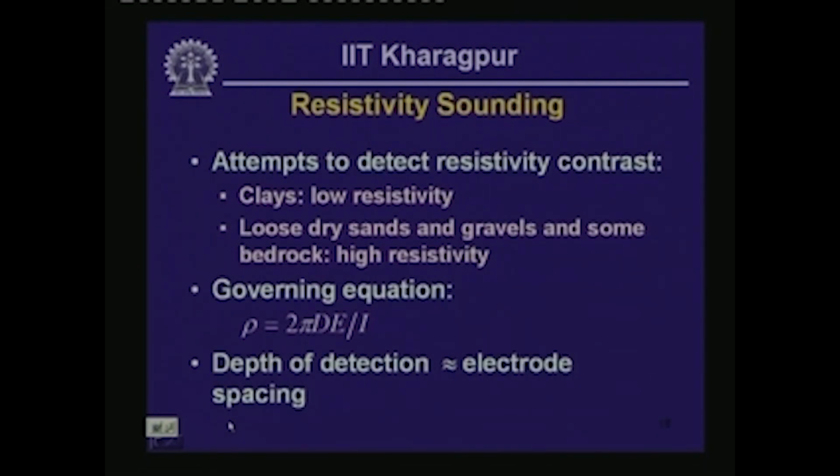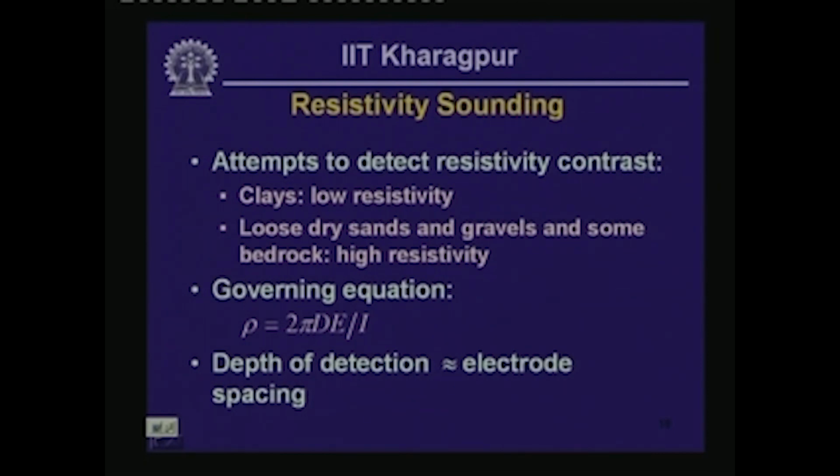Then resistivity sounding attempts to detect resistivity contrast of different layers. All different types of geologic media have different resistivity values. For instance, clays typically exhibit low resistivity, whereas granular soils, coarse grained soils, have larger resistivity values.